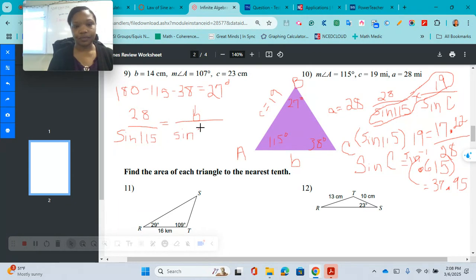Let me get a calculator. And we will do cross multiplication. What will we cross multiply? 28 times sine of 27. Excellent. 28 times the sine of 27.